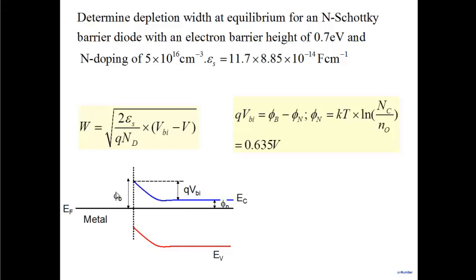The depletion width is 2 epsilon s by q N D times VBI minus V. So let's calculate the depletion width at equilibrium. And the important thing is, again, what is a typical value for a depletion width? Of course, depletion width would vary with the value of doping, but it is a number to keep in mind. So let's do that calculation.